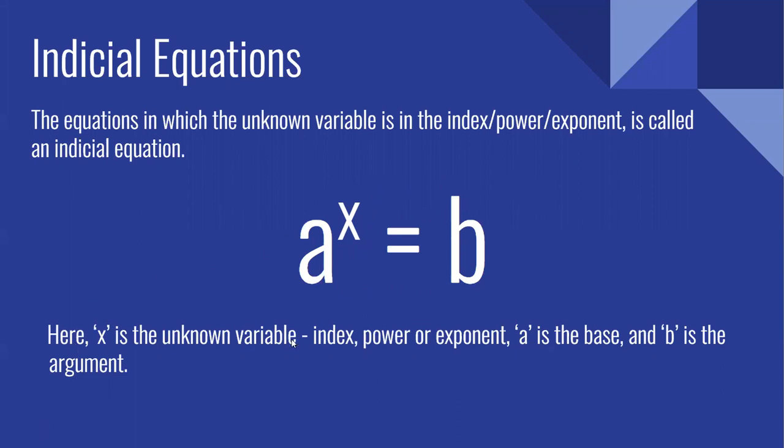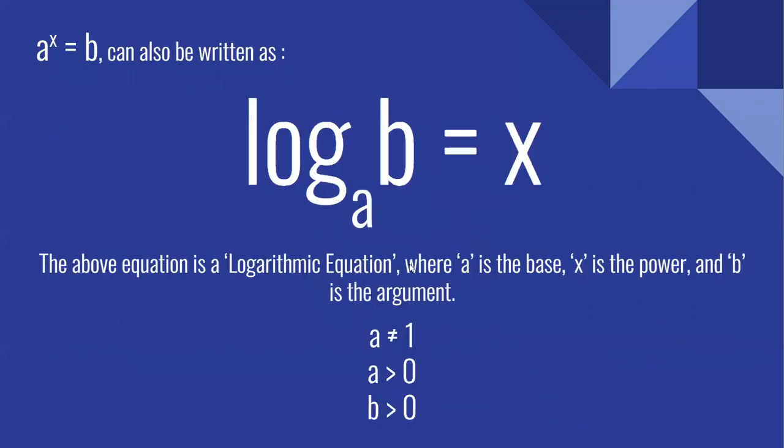Here, x is the unknown variable, which is the power, exponent, or index. A in this equation is known as the base, and b is simply the argument or the solution of the equation. Now, let's move on with logarithmic equations.